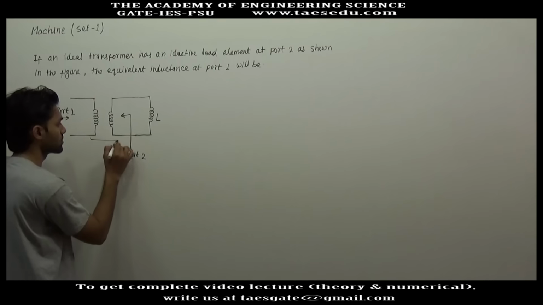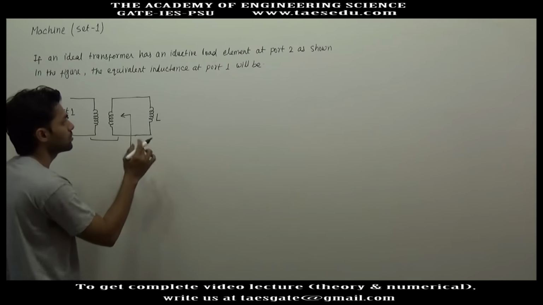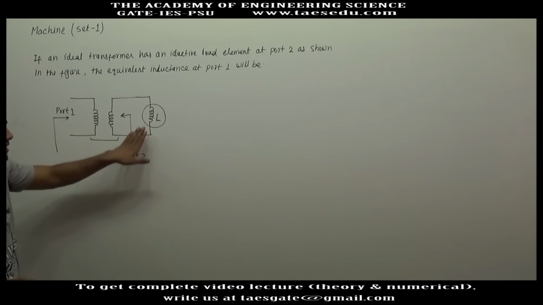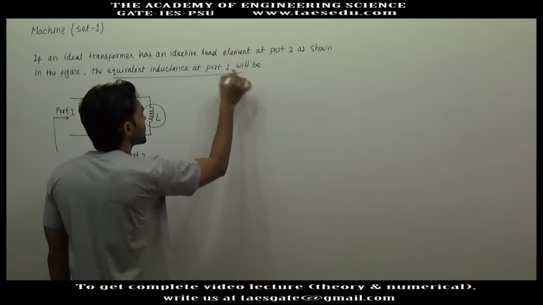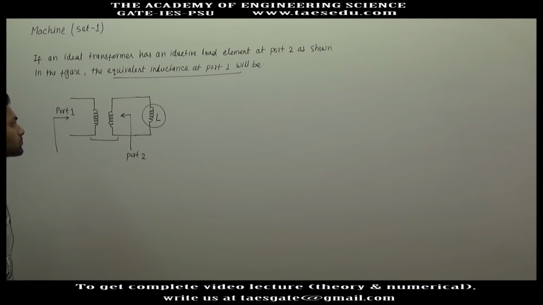These are the two windings of an ideal transformer, and in the load a pure inductance is connected. The pure inductance L is connected here. We have to find out the equivalent inductance at port 1. This inductance is connected at port 2.